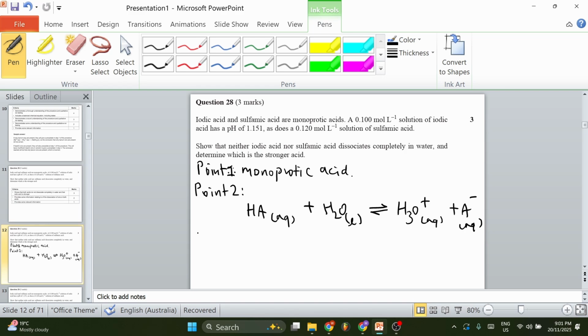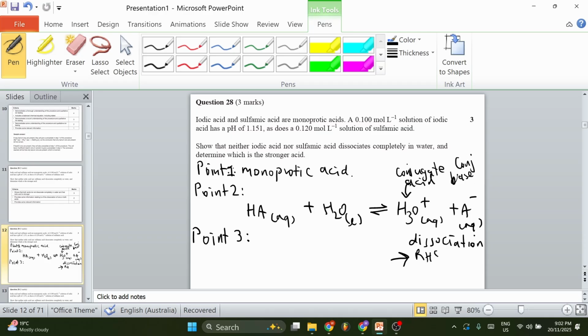Point number 3, since both of the acids don't completely dissociate in water, we can say that both acids are classified as weak acids, because dissociation simply means that it is on the right-hand side of the equation, as the acidity is associated with the conjugate acid, which is H3O+ of the base, and then this is the conjugate base of the acid. So the more the species are on the right hand side, the more acidic the acid will be. If the species are going to spend most of its time on the left hand side, then we can say that they are not that acidic.